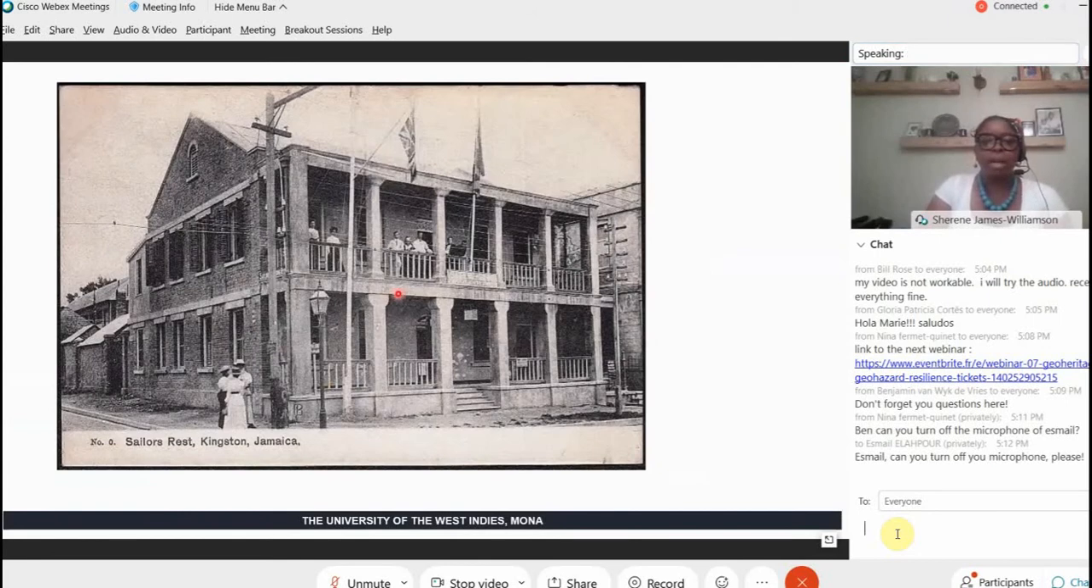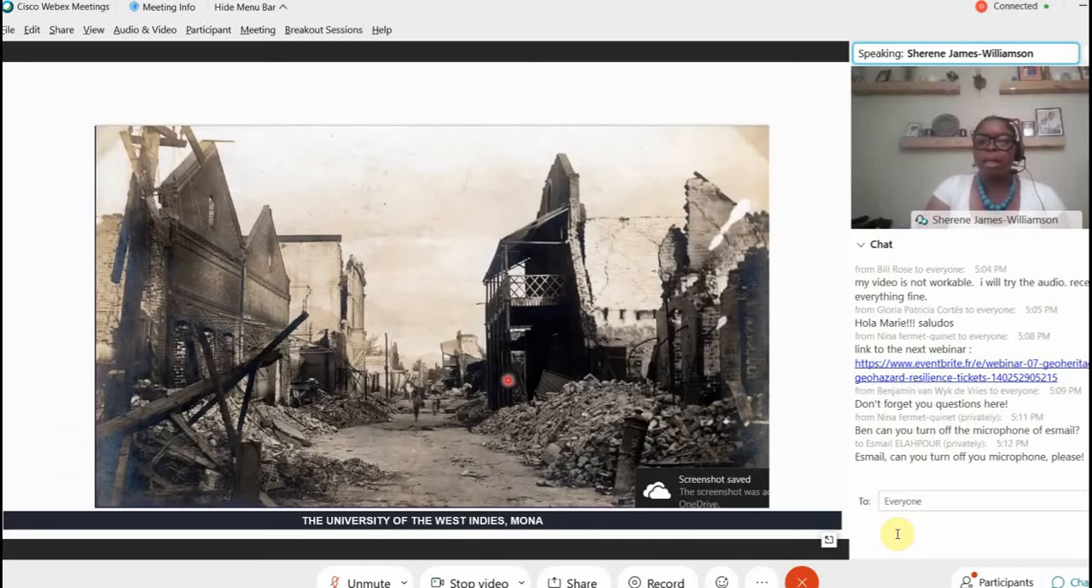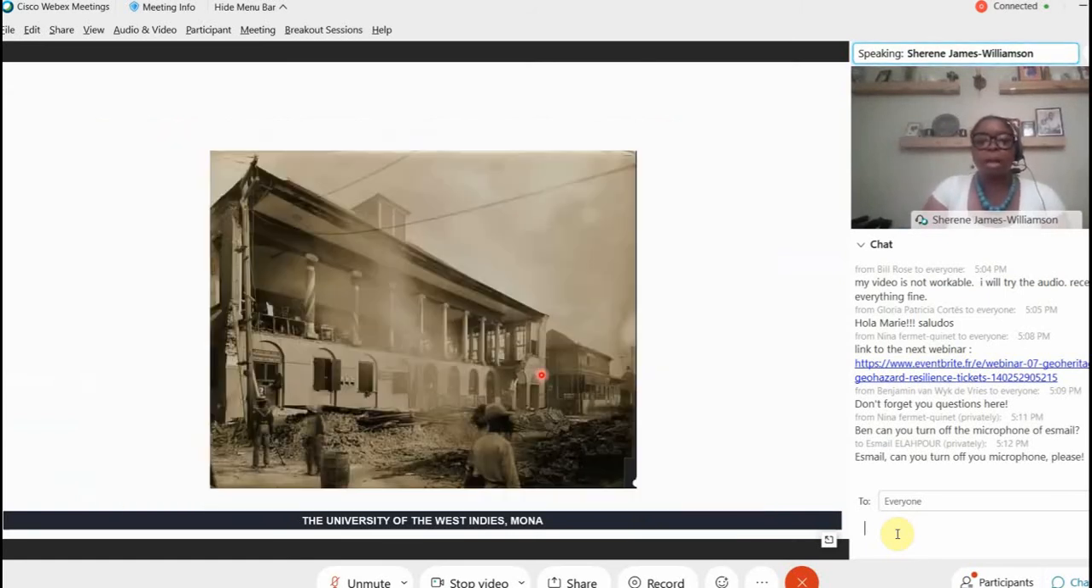Here is Sailor's Rest. This is before the earthquake. And this is another view. And here is segments of that same street post earthquake. This is the post office.